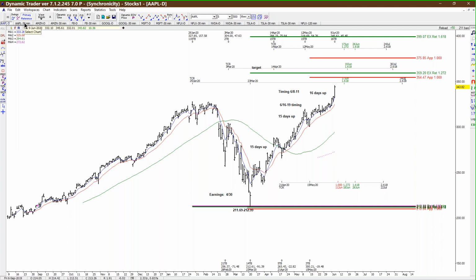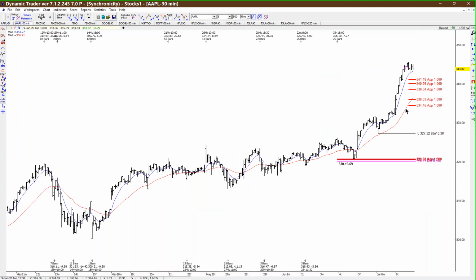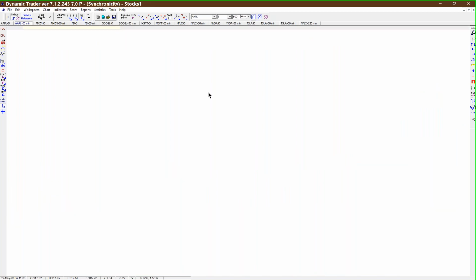Okay, so let's go back to that. That's one way. You can use stops on a lower time frame chart, but how about if you wanted to play it tighter?